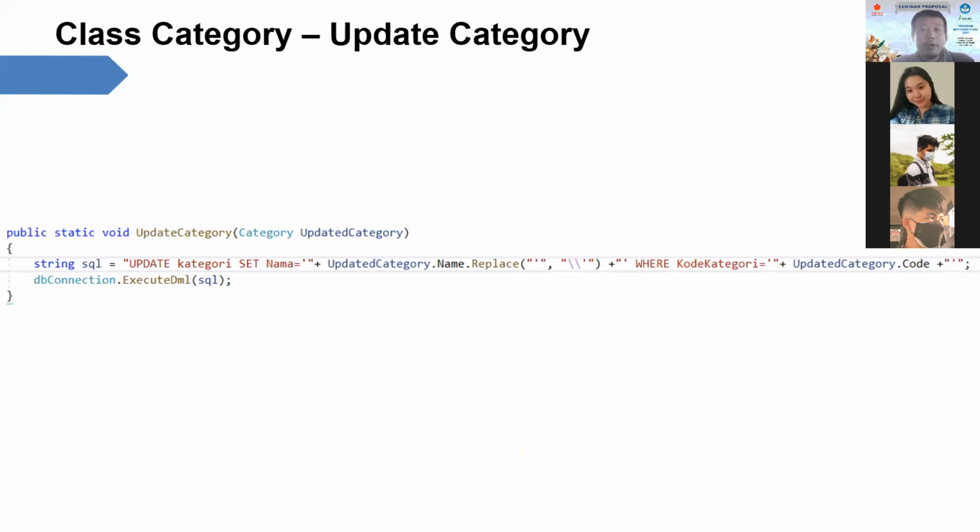Now, not finally actually. Now we go back to class category. In here, we add an update category method, and we accept as parameter the updated category. So this one will have the updated data. What we do inside is we simply do an update statement. In here I provide the escape sequence immediately, and once we get the SQL, we execute the SQL.